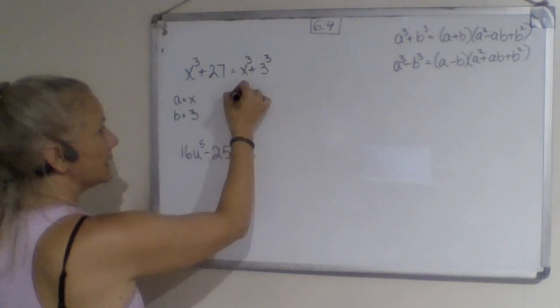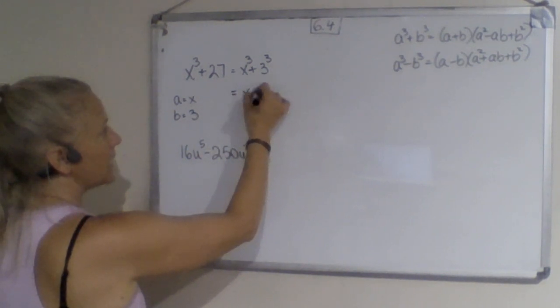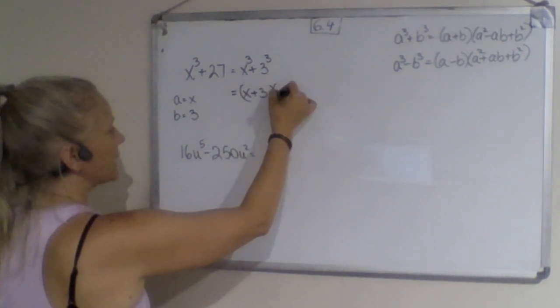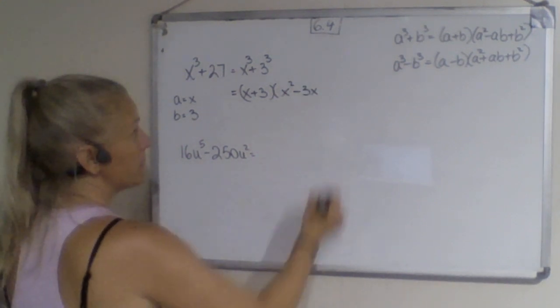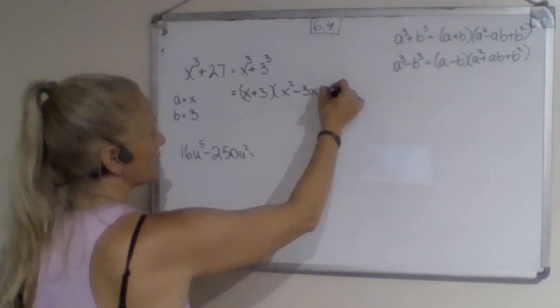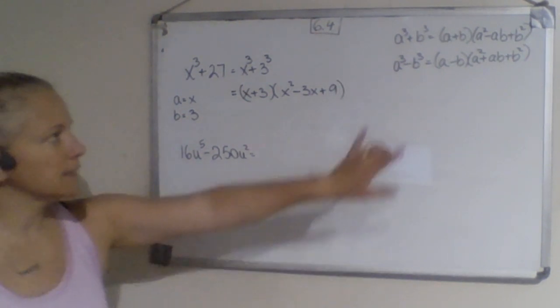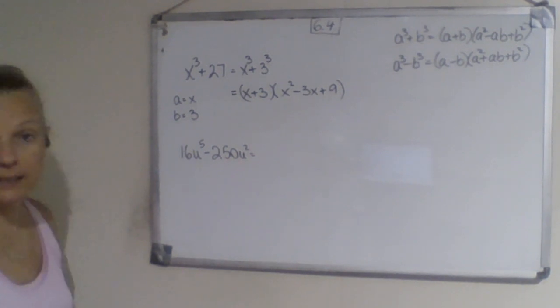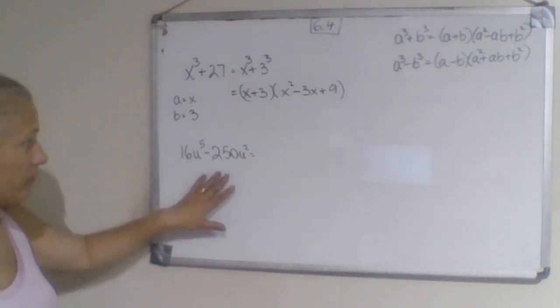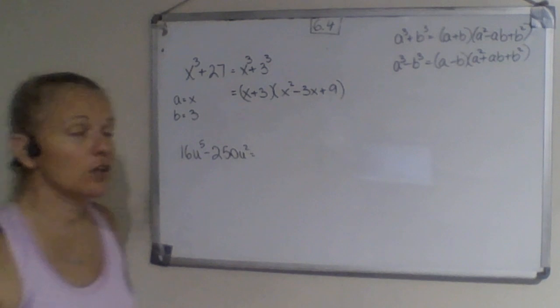I can go, this is x plus 3, because it's a plus b, times x squared, which is a squared, minus 3x, minus a times b, plus b squared, which is 9. Okay, I just applied that formula step by step, and I write it the way I needed to write. I'm there. What if it's not that self-explanatory?